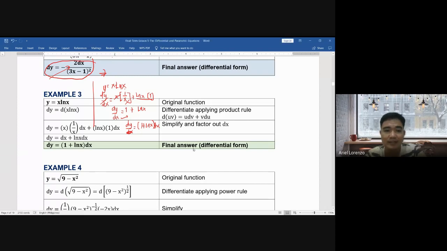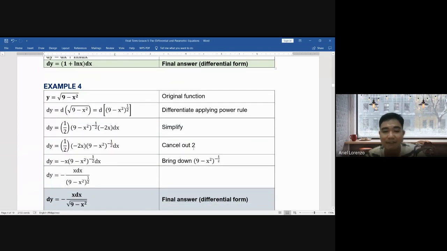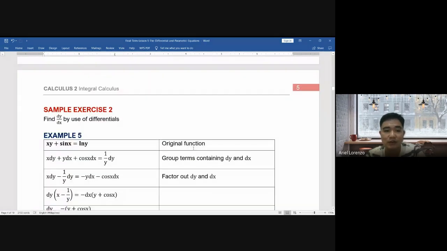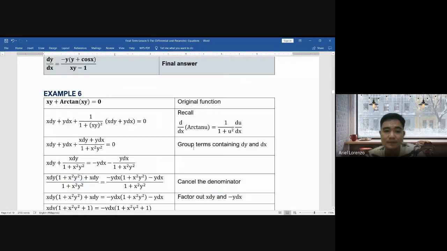So, for the other examples, basta ang differential, nakaseparate si dx. Nasa LMS na to para isolve ninyo.